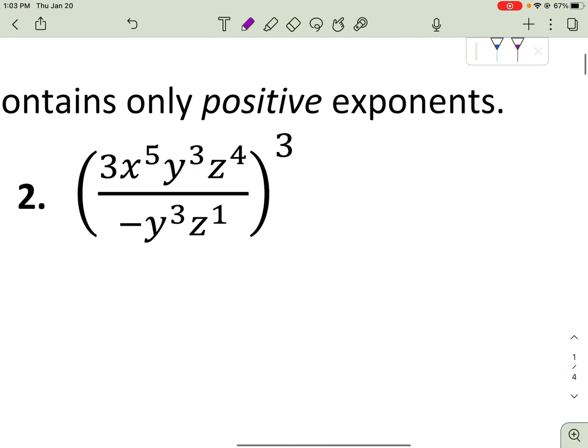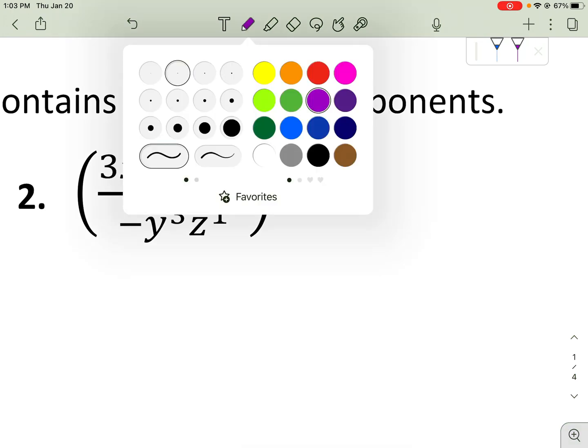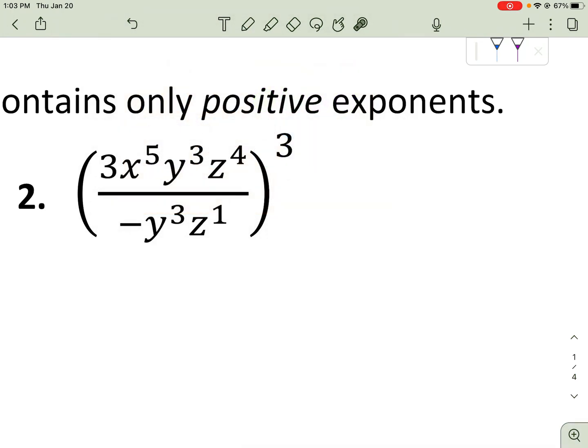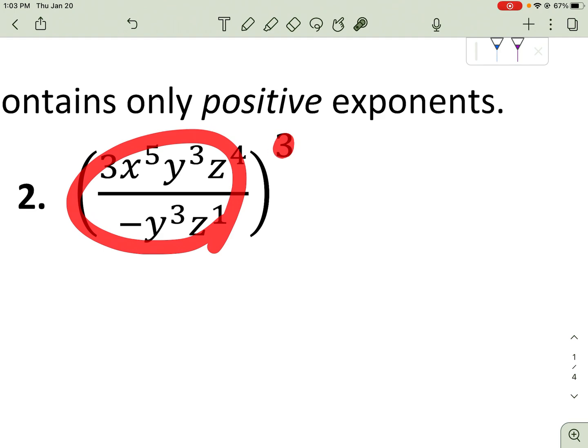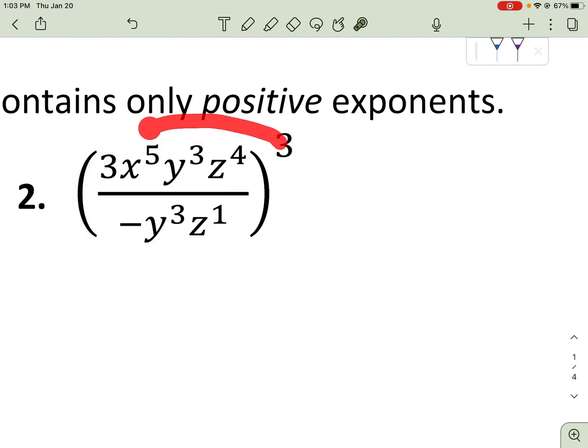Number 2. Here we say we distribute, but it's not really the distributive property. Since all this stuff is in parentheses, this power has to go to every term in here, including the 3. This 3 really has a power of 1 that we don't typically write. So all of this is called power to a power, because we have a power of 5 raised to a power of 3. When it's power to a power, you multiply the exponents. So I'm going to do that first.